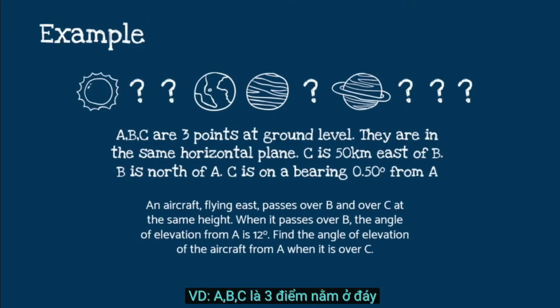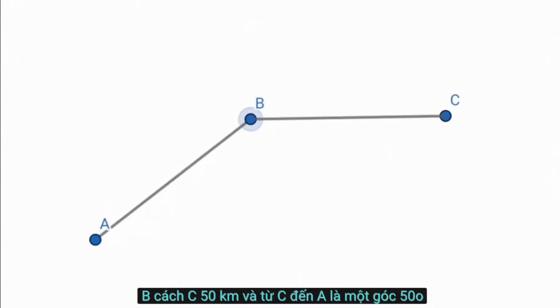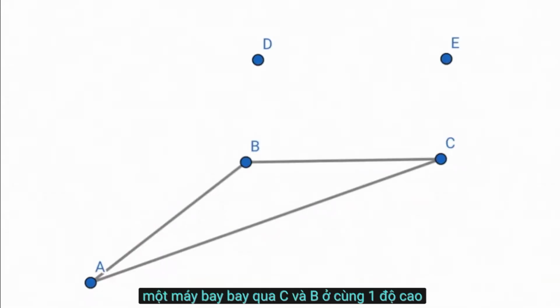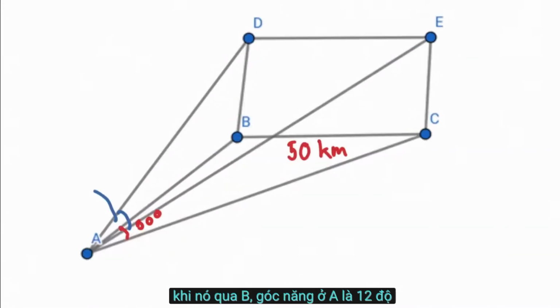Here's an example. A, B, C are 3 points at ground level. They are all in the same horizontal plane. C is 50 km east of B. B is north of A. C is on a bearing of 050 degrees from A. An aircraft flying east passes over B and over C at the same height. When it passes over B, the angle of elevation from A is 12 degrees. Find the angle of elevation of the aircraft from A when it is over C.